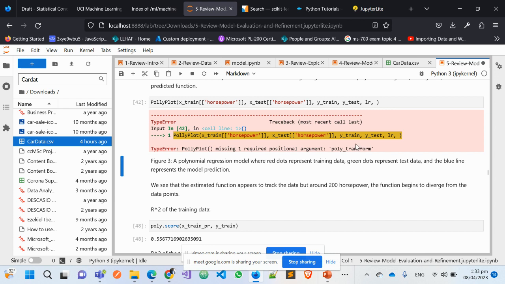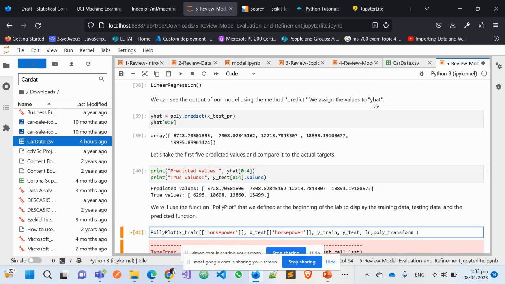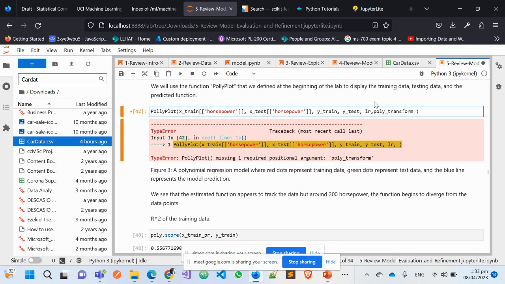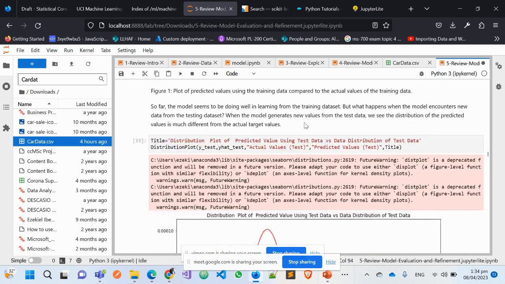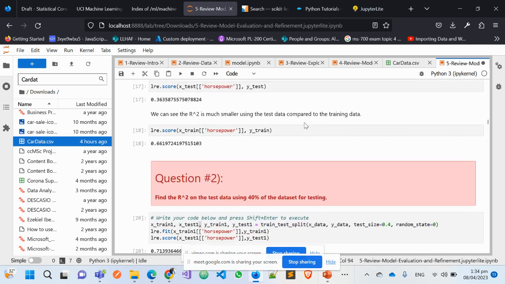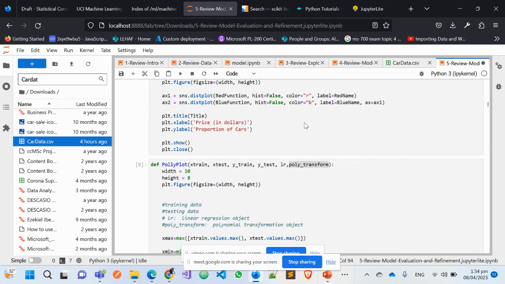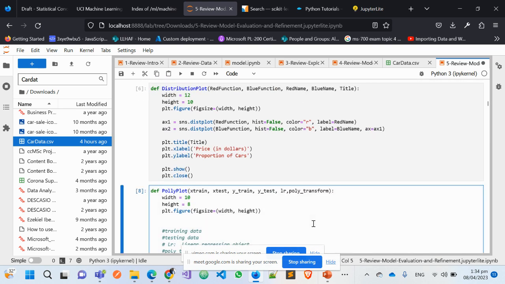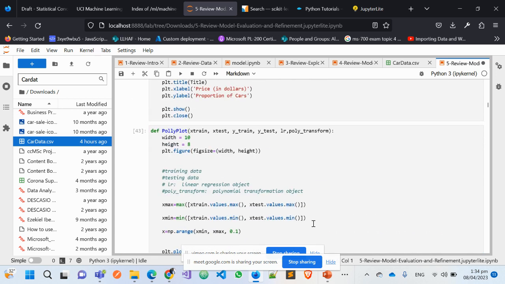It's missing one required positional argument, polynomial transform. Okay, so let me access this again. We have x train, x test, y train, y test. That is about four arguments. And linear regression and polynomial transform. That is about six arguments. Let's see the number of arguments we have as to why it's not defined on our polyplots. Okay, so from our function, we have x train, x test, y train, y test, linear regression and polynomial transform. Okay, there are six arguments here.